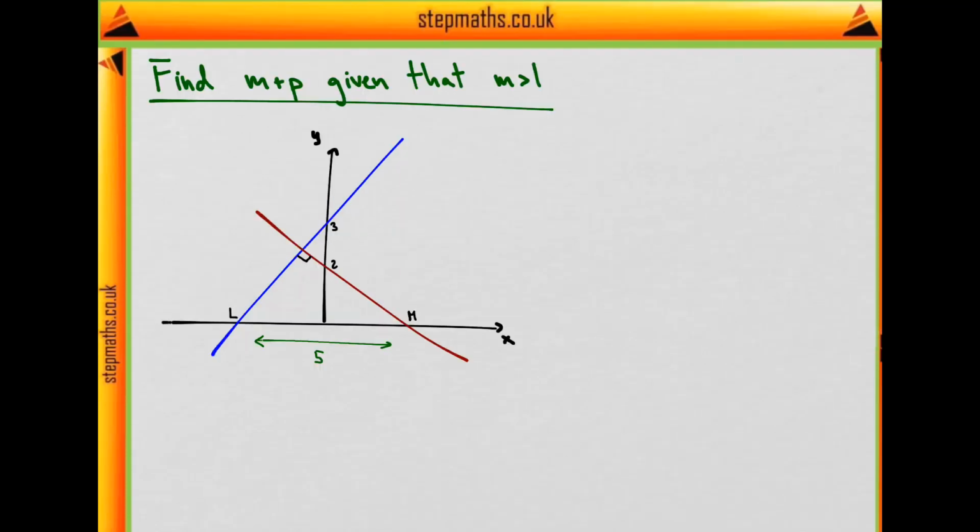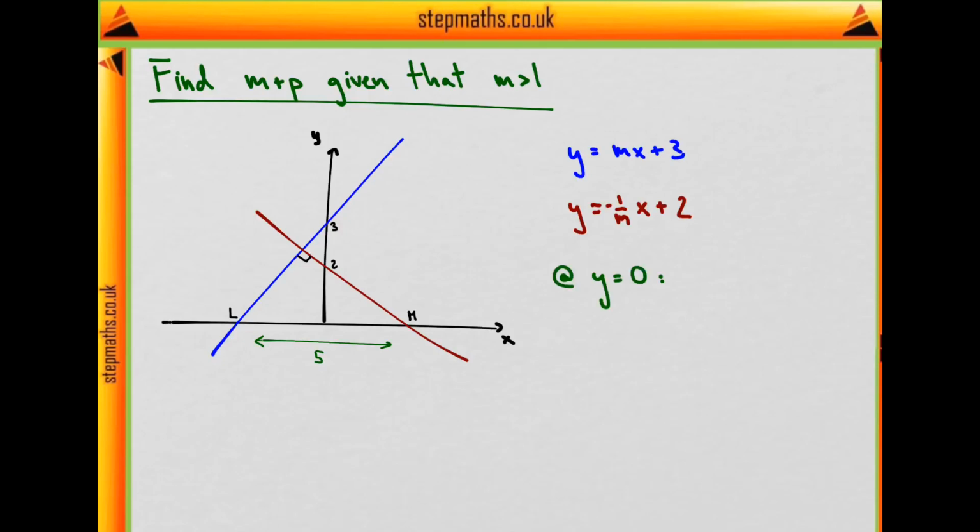And our task is to find the sum m plus p, that's the sum of the two gradients, given that m is greater than 1. So let's write the equations of the two lines. For the blue one, its y-intercept is 3 and gradient m. And for the red line, intercept 2. I haven't put anything with the gradient because they denoted it p, but because we know it has to be perpendicular to the line of gradient m, the red line's gradient has to be minus 1 over m. That's a general rule for perpendicular lines in the Cartesian plane.